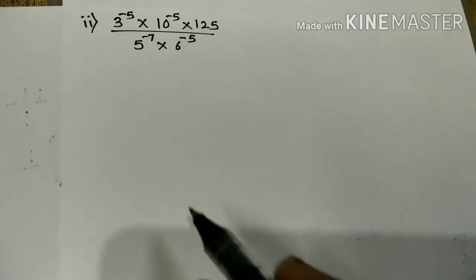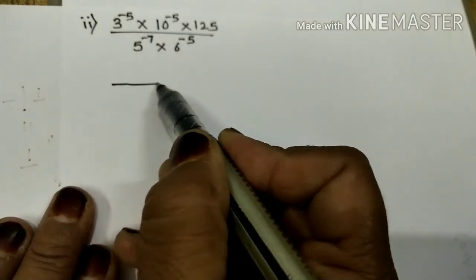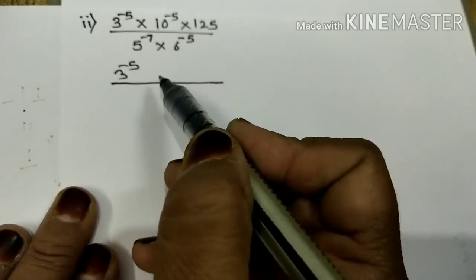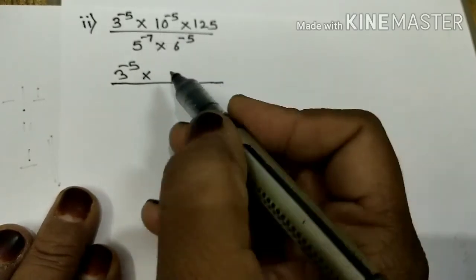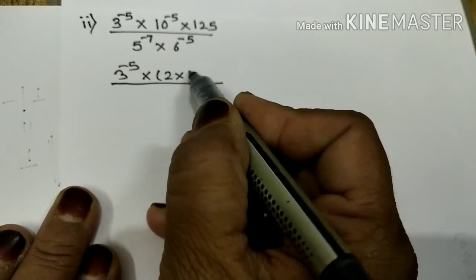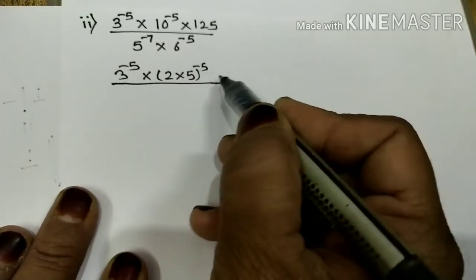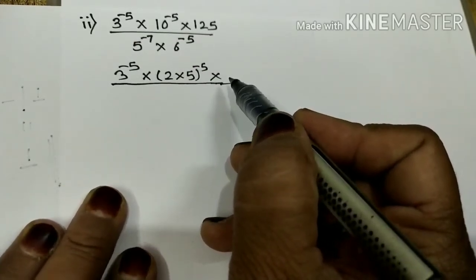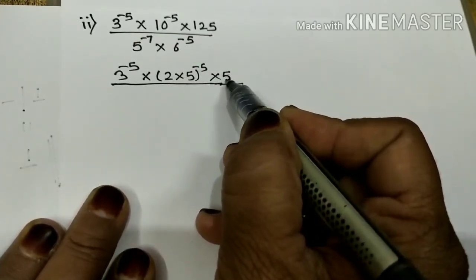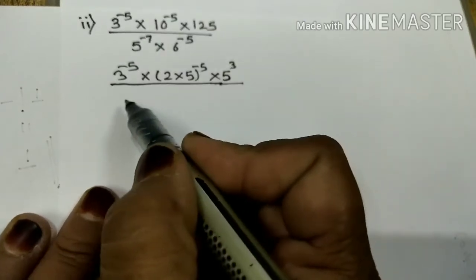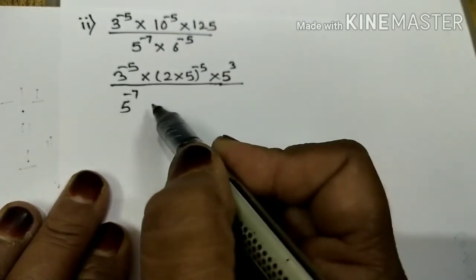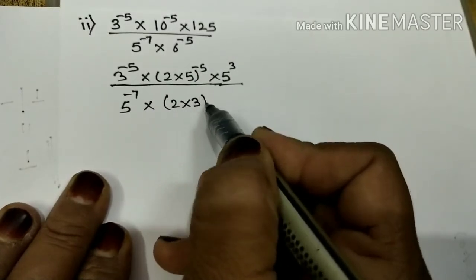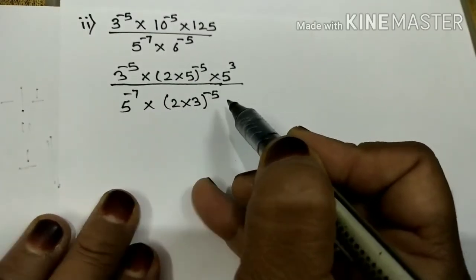Okay, this is the second question. It is very easy. 3 raised to minus 5 into, now this 10 we will write 2 into 5 raised to minus 5 into this 125. We know that 125 is cube of 5, so I'll write 5 cube. Next 5 raised to minus 7 into this 6, I'll write 2 into 3, 2 threes are 6, and this minus 5 as it is.